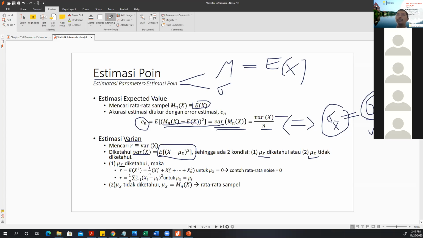For the case where the population mean is known, in a very special case, it is like noise. Noise has mean equal to 0. Because of 0, we can substitute 0 here. So the final expression becomes like this, because of 0. So we can easily define that the variance of the population is just expressed like this.